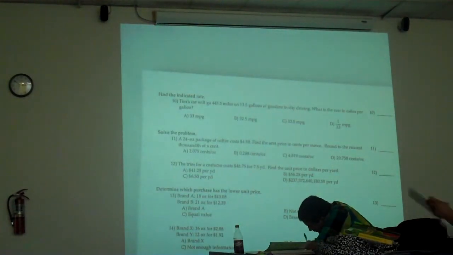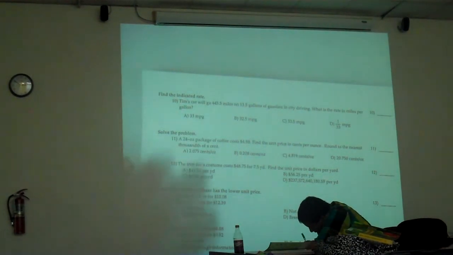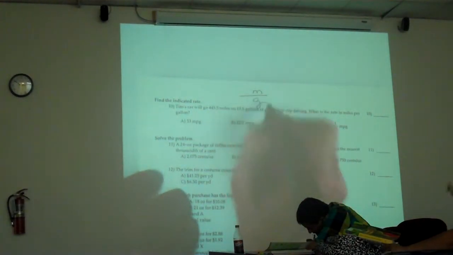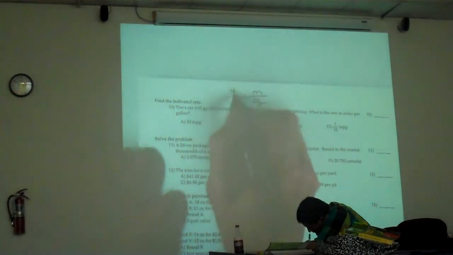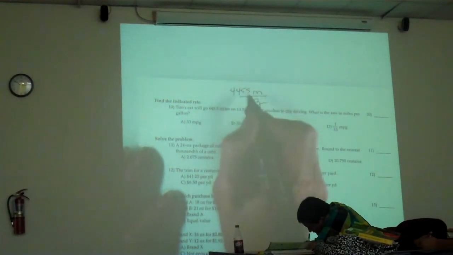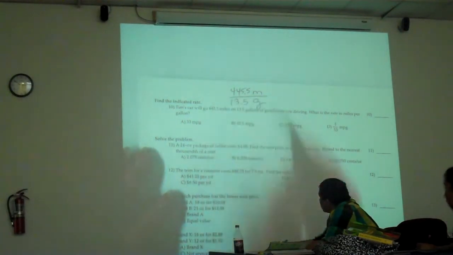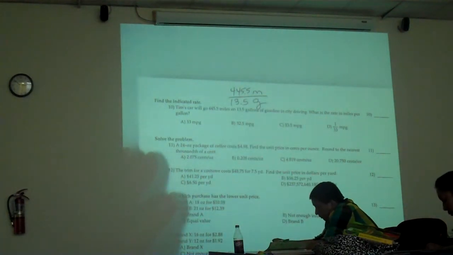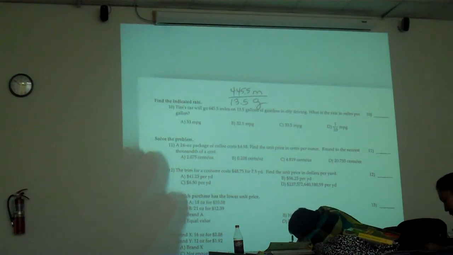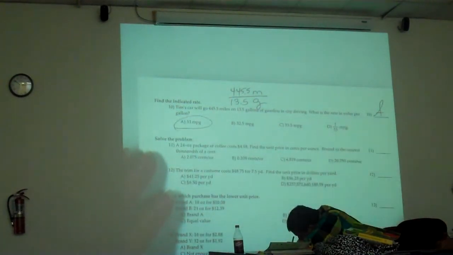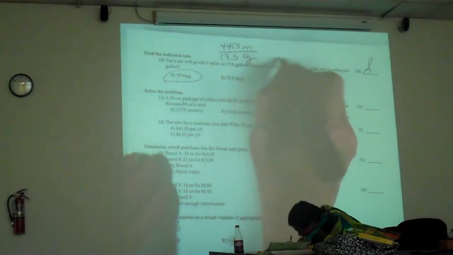Tim's car will go 445.5 miles on 13.5 gallons. Miles per gallon. So do the miles divided by the gallons. So do 445.5 divided by 13.5. 33 exactly? 33 miles per gallon. Miles per gallon.